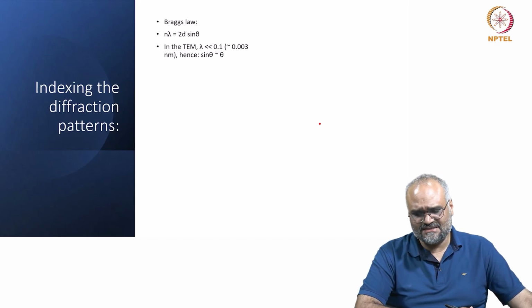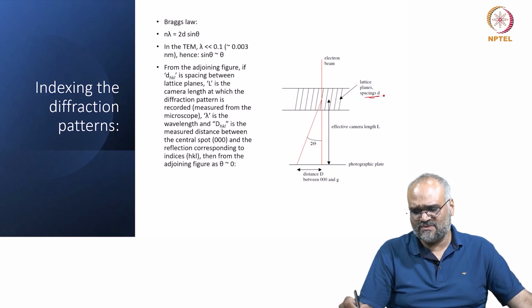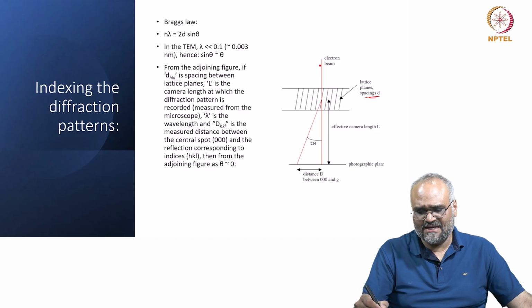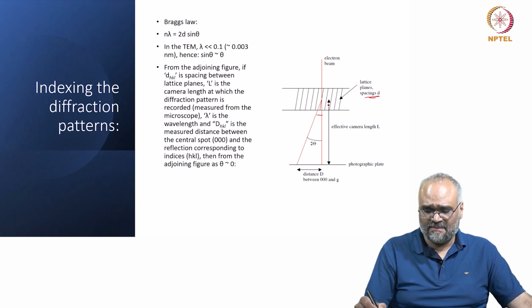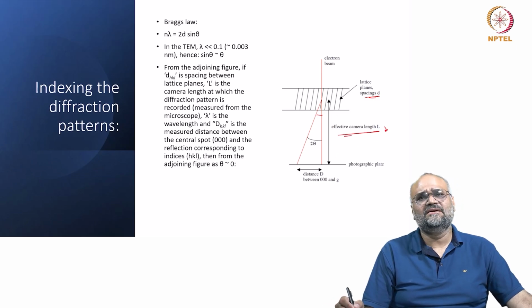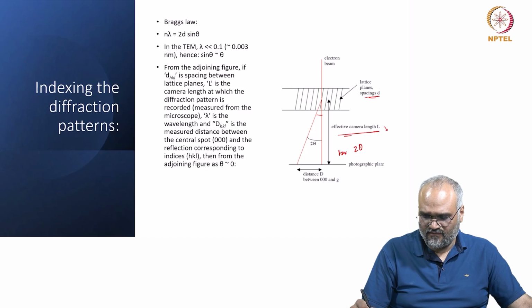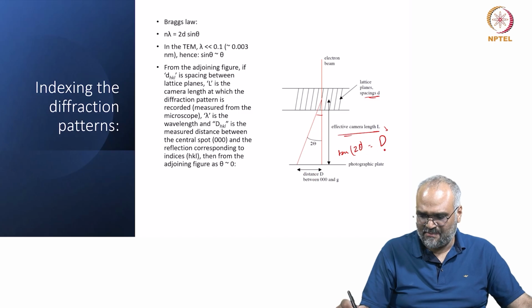Now, based on this, if I look at this schematic, let us say here are my lattice planes with some spacing d. If my incident electron beam is scattered through some angle 2 theta, and the effective camera length at which I am recording my diffraction pattern is, say, of a length L, what I have here is a simple geometric relation that tan of 2 theta is the distance that I have here, written in capital D, over the camera length L.